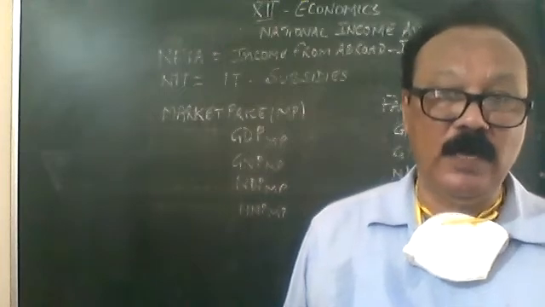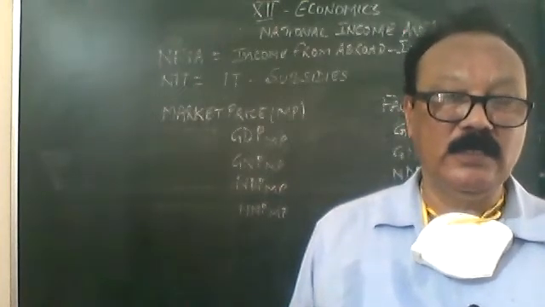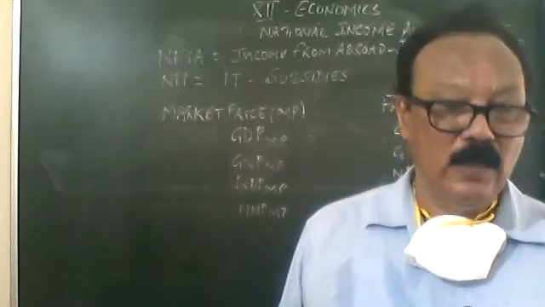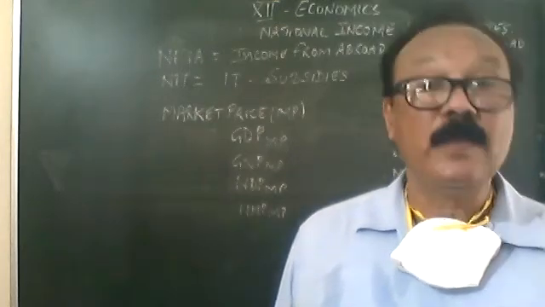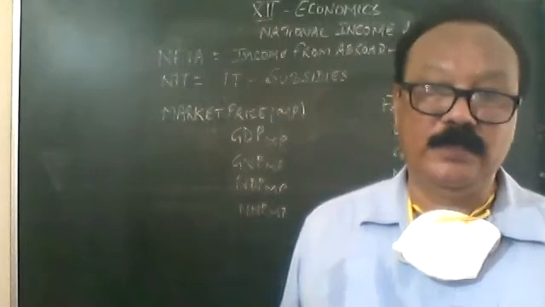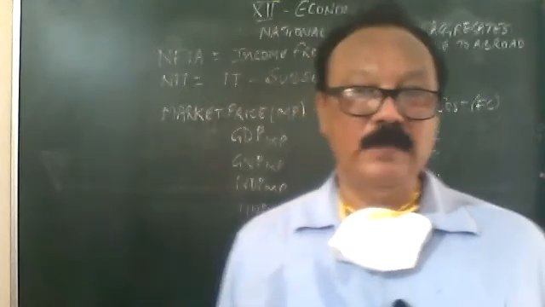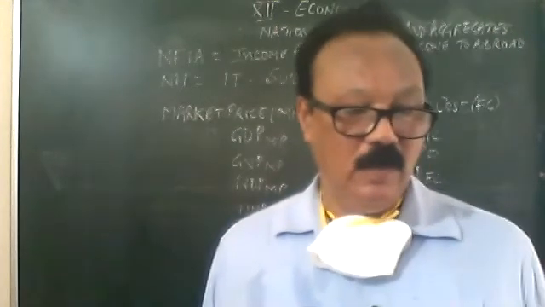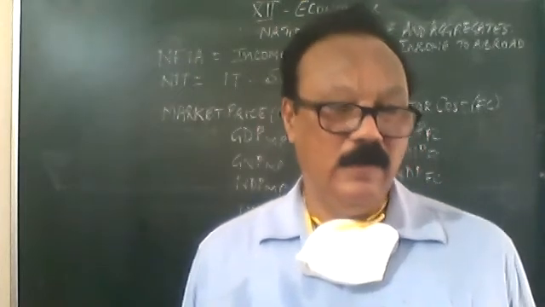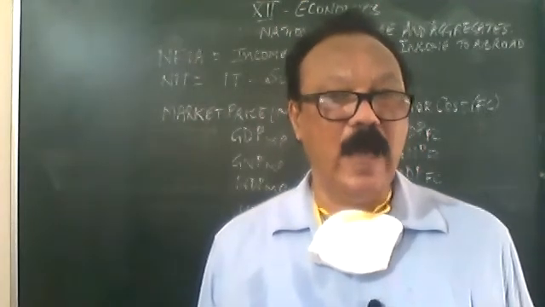What are the factors of production? In the previous class we discussed there are 4 factors of production: land, labor, capital, and enterprise. So what are the factor payments here? Rent, wages, interest, and profits. These are the examples of factor cost. They are factor payments, that is rent, wages, interest and profit.